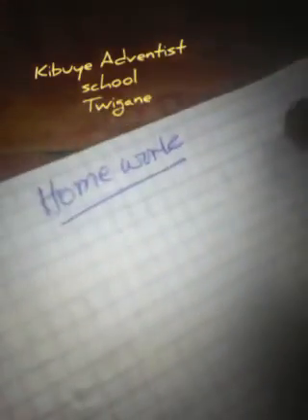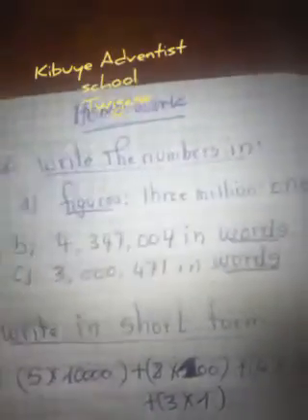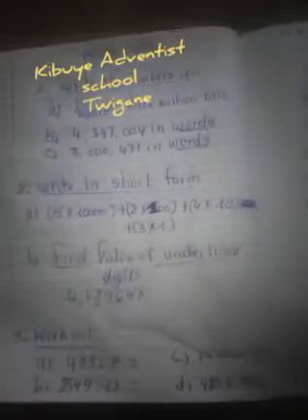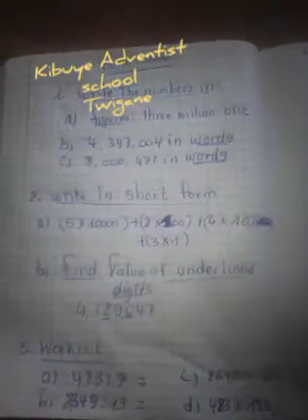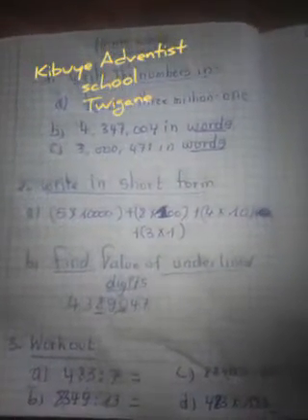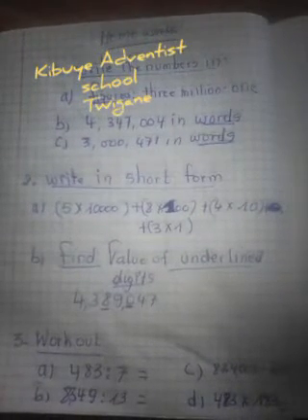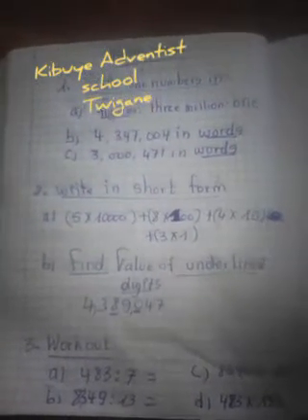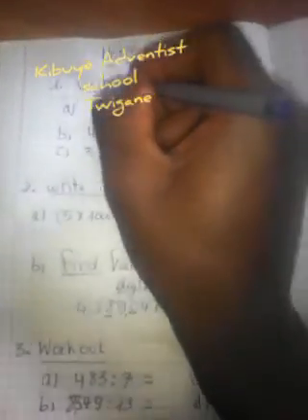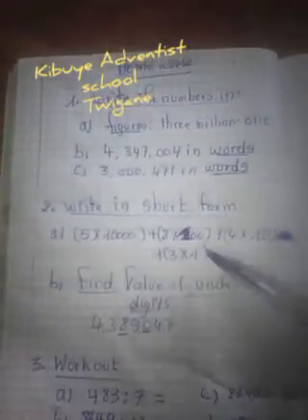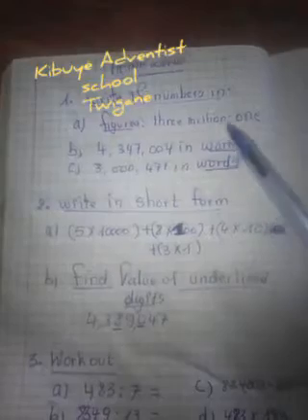So the homework here, you have to pause, then copy this homework, because there are 3 questions. Take your notebook and then copy this homework. The first question is to write the numbers in A in figures, B in words, and C in words. Then number 2 is to write in short form. We have seen short form, and then we have seen expanded form. Expanded is the same as value. Here is to find the value.